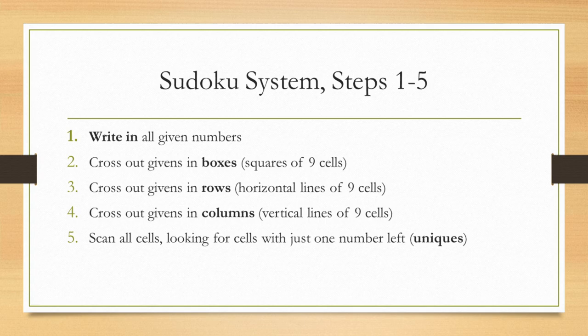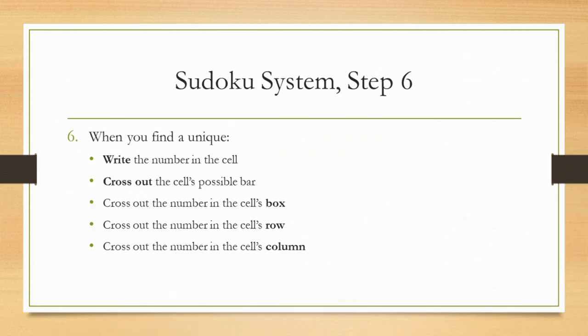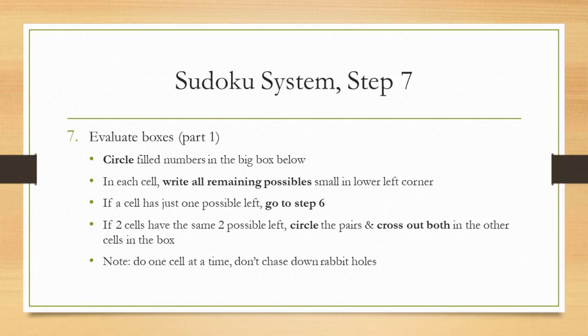We'll call these uniques. When you find a unique box, write the number in the cell, cross out that cell's possibles bar, and then cross out that number in the cell's box, in its row, and in its column. It's very important to be thorough and systematic about this. What you're doing is exporting that information from the filling of that cell into the other boxes and columns of the worksheet. Step 7. Begin evaluating by boxes.